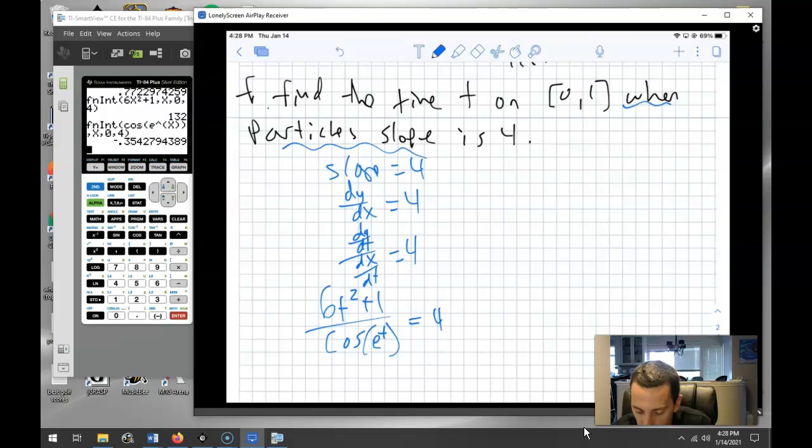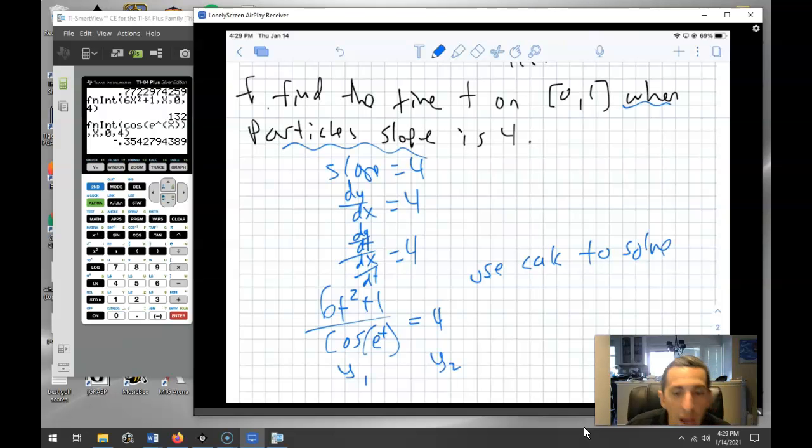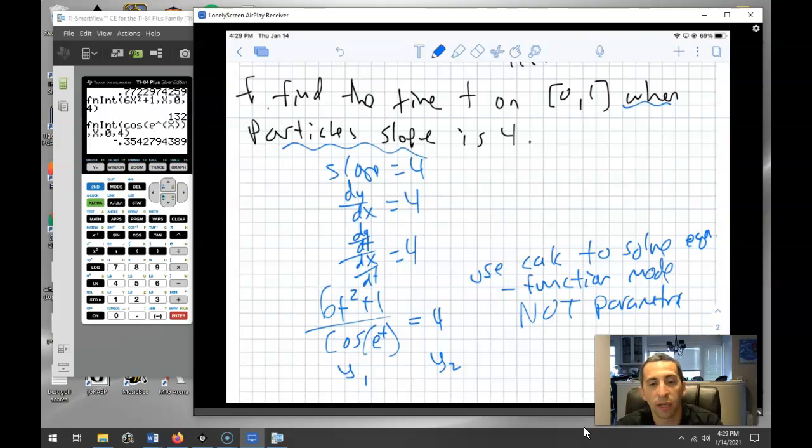So what you're going to need to do is use this on your calculator. And don't forget that when you use your calculator to solve, you want to graph both of these. This is your y1 and this is your y2. The key tip that I want to give you is when you use your calculator to solve an equation, you want to make sure that you are in function mode, not parametric or some other weird mode. You'll find there's actually no second calc intersecting parametric, so you have to be in function mode.